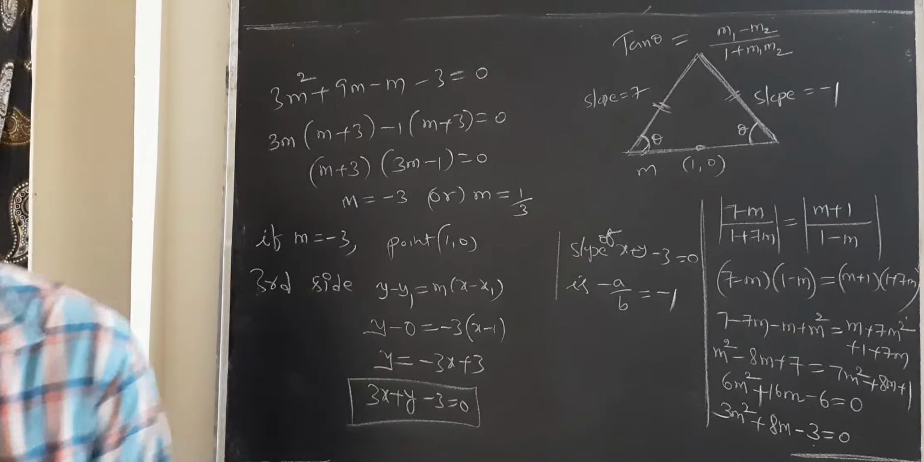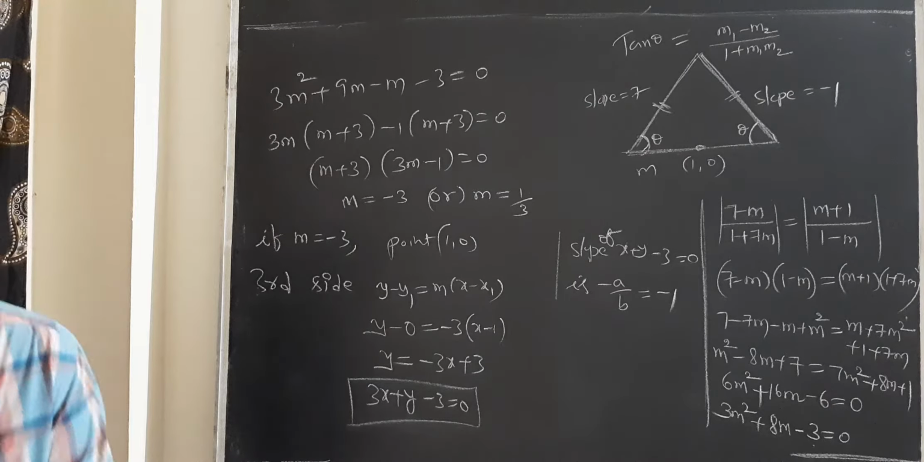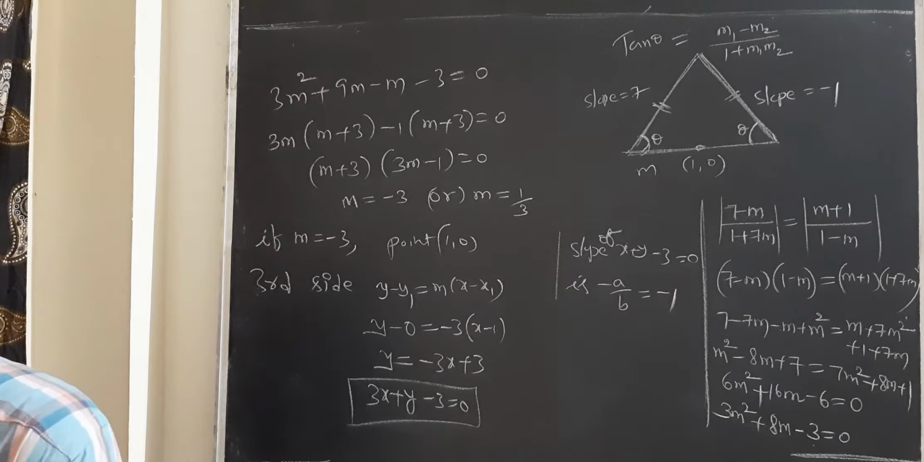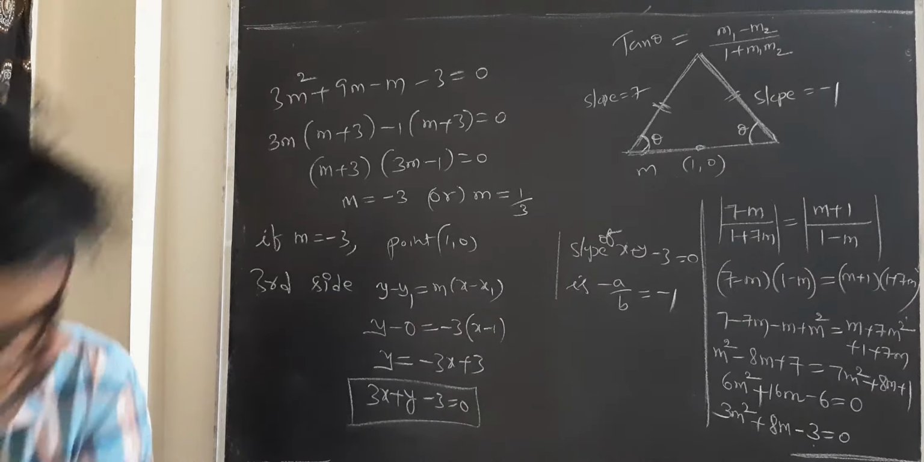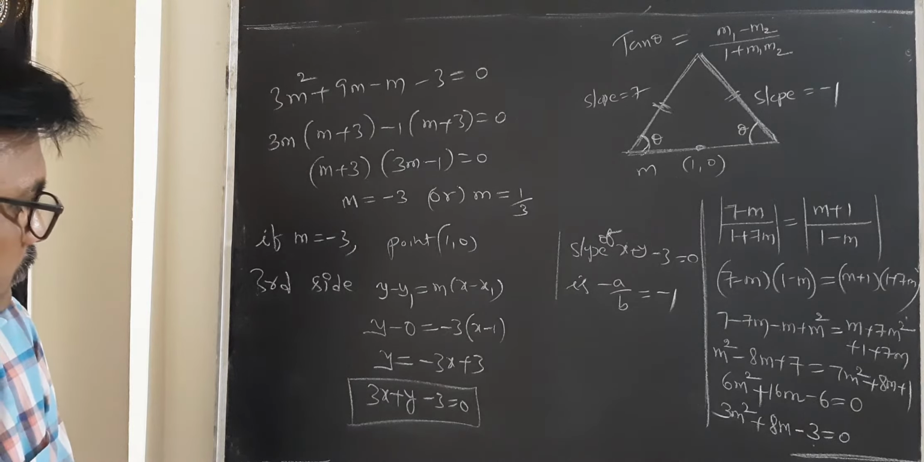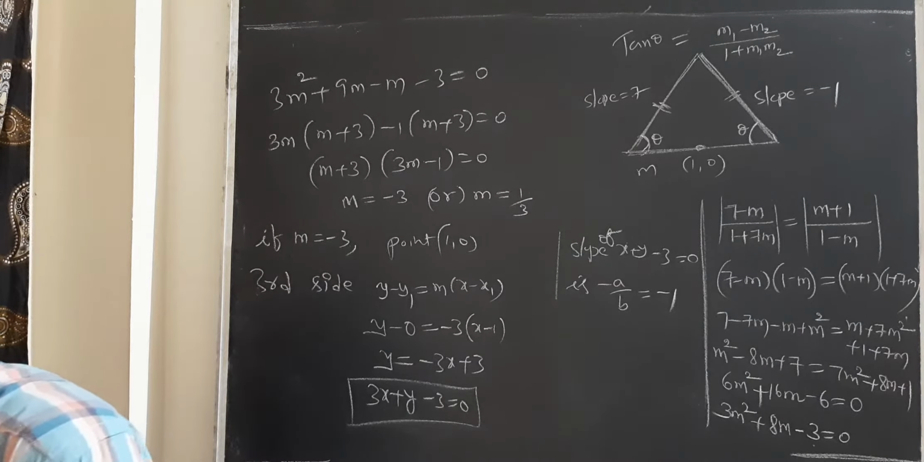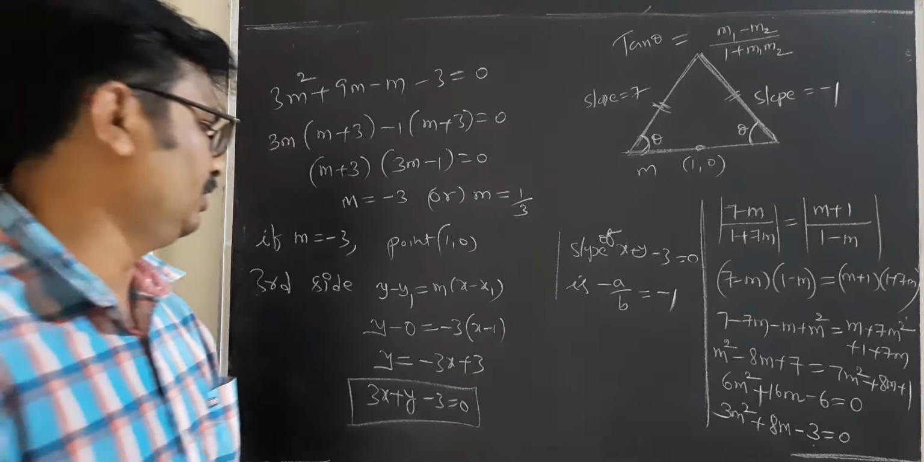If the slope is −3, the line is 3x + y − 3 = 0. Write down, all of you.